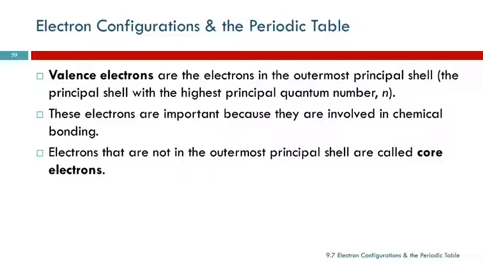The valence electrons are the ones in the outer level, and everything else in the lower levels is called the core electrons. If you're thinking about an orange, the valence electrons are the rind, the peel of the orange, and the core electrons would be the juicy part on the inside.